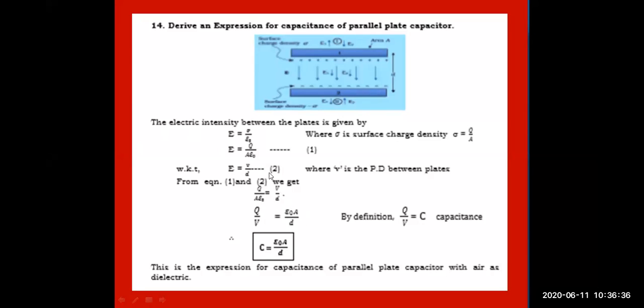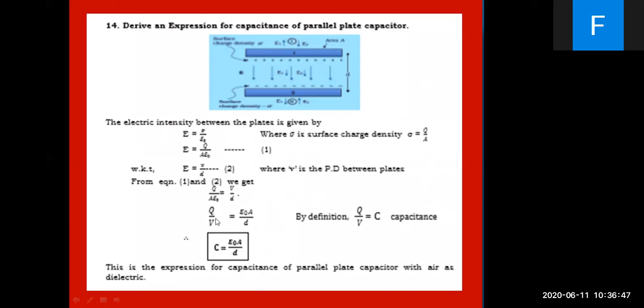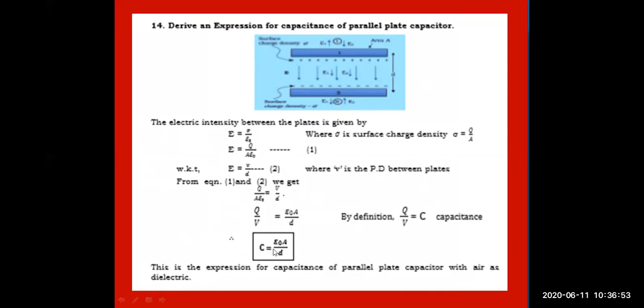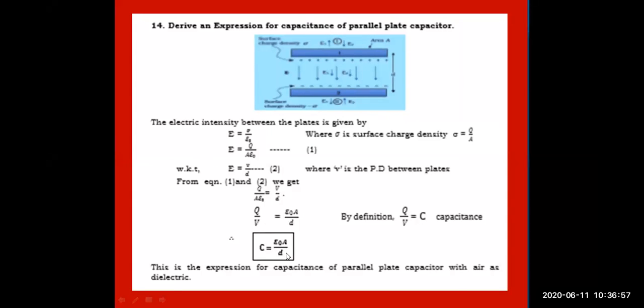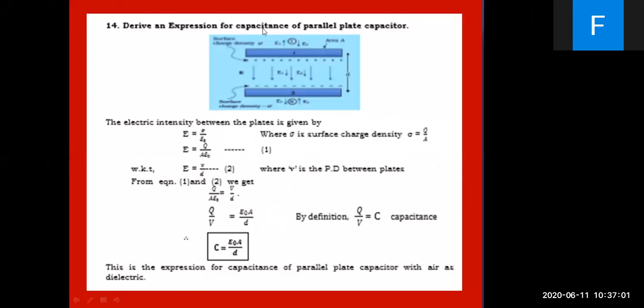Now, by definition for capacitance, C is nothing but Q divided by V, that is charge divided by potential. So in place of Q by V, replace it with C. So C will be equal to epsilon naught A divided by D. This is our required expression for capacitance of parallel plate capacitor. So just go through it once more.